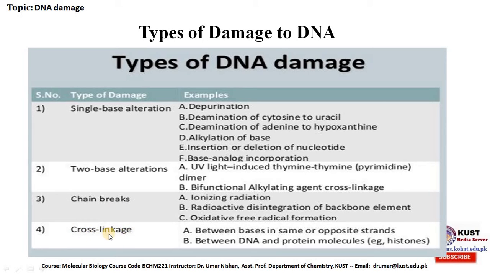Another broad category is cross linkage. As an example, cross linkage can be formed between bases in the same or opposite strands. And another example is between DNA and a protein molecule, for example histone, where this cross linkage can be formed. So this table basically summarizes the different types of DNA damage that can be caused by different agents, and these are the different examples. We are going to talk in detail about some of these examples.